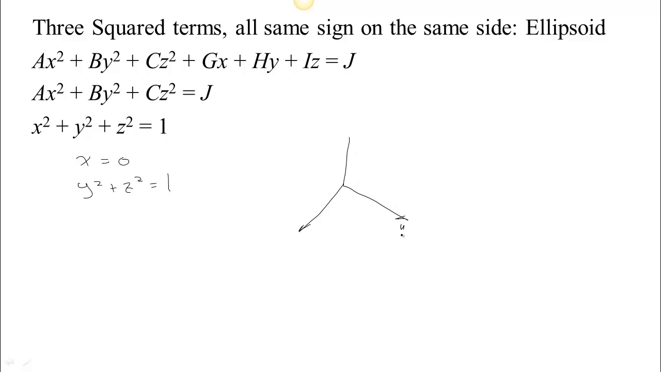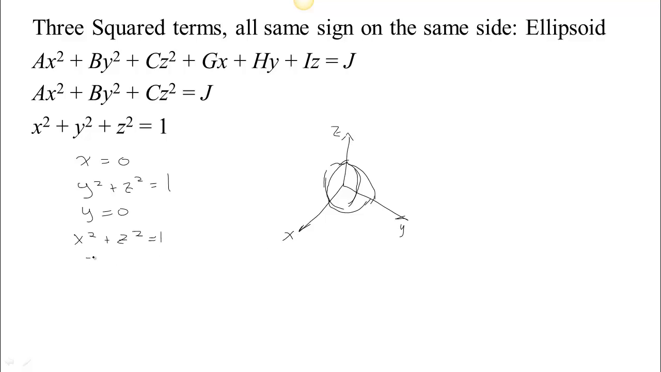So this is y, that's z. We're going to see a circle of radius 1 in that yz plane. So there's a circle of radius 1 that way. And if y equals 0, then the trace in the xz plane, we have x squared plus z squared equals 1, so that trace is also a circle of radius 1. This time it's in the xz plane.